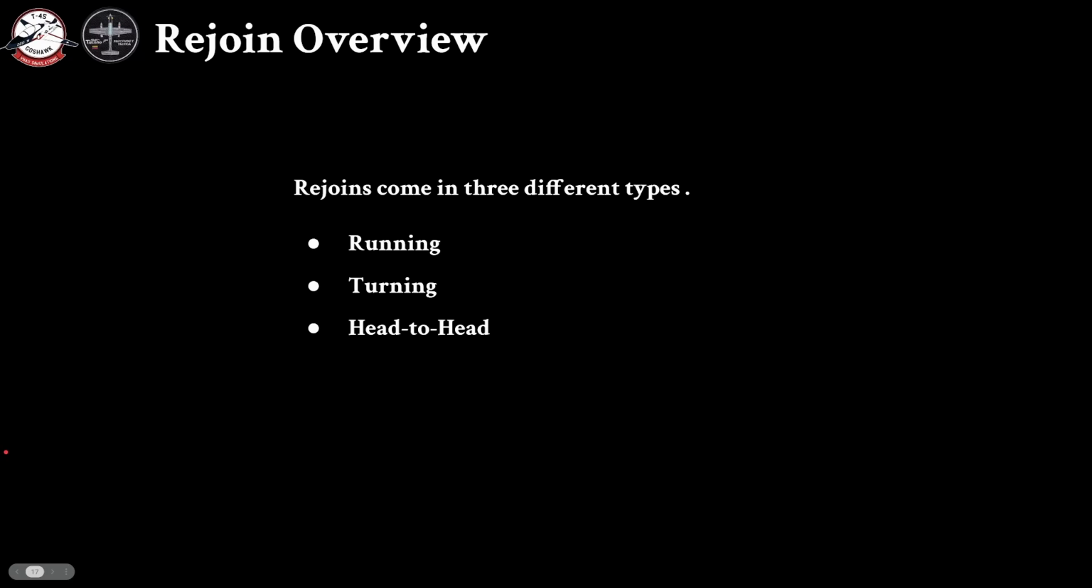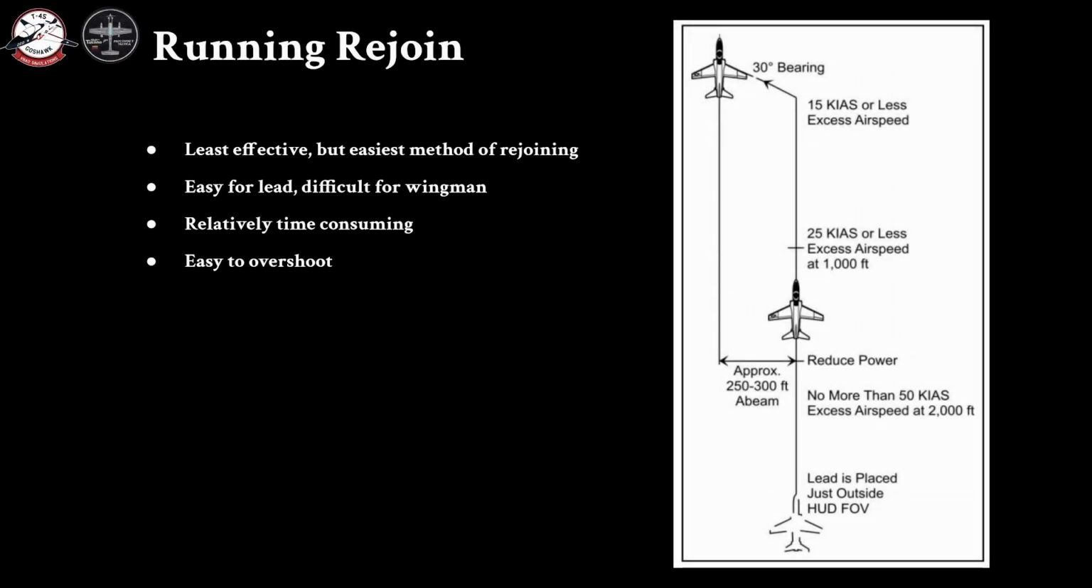You have the running rejoin, turning rejoin, and head-to-head. Let's talk about the running rejoin first. Running rejoin basically means that you are rejoining the other aircraft from the tail, right? You're in trail essentially, so you're behind them like ducks in a row, and you're overtaking him purely based on speed.